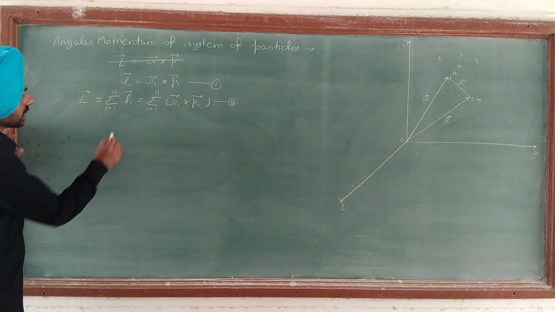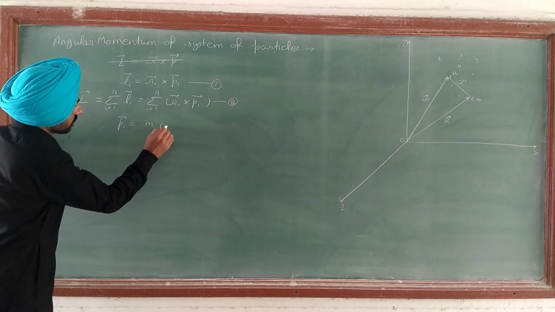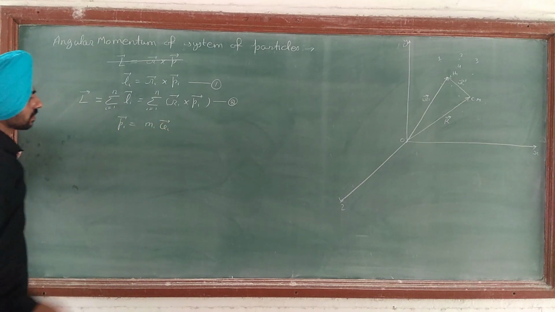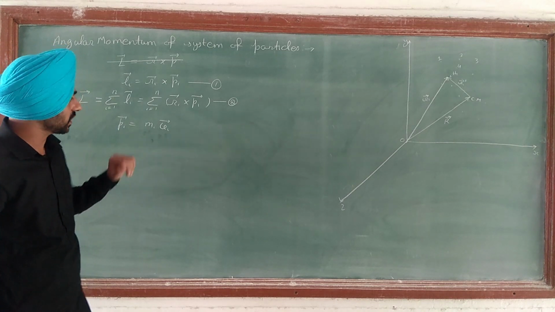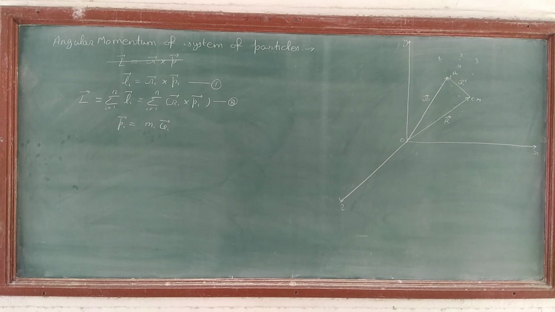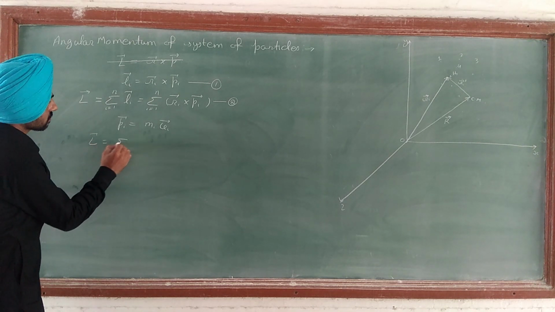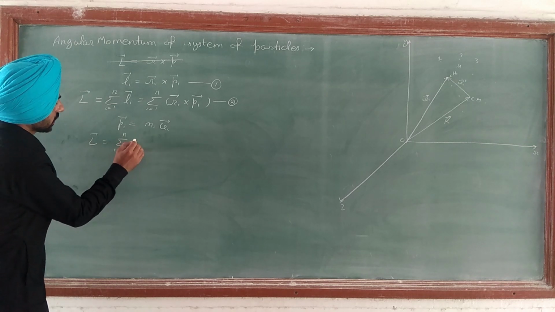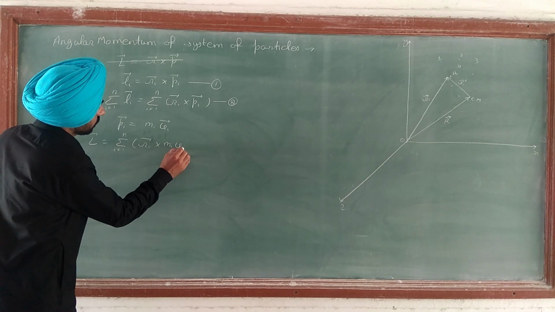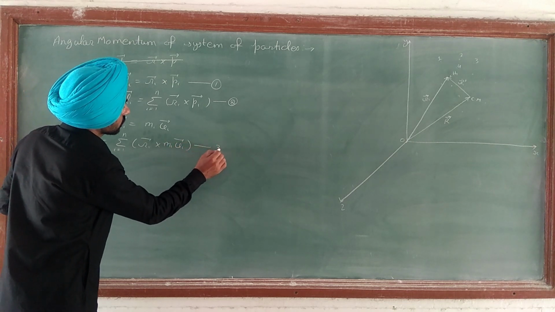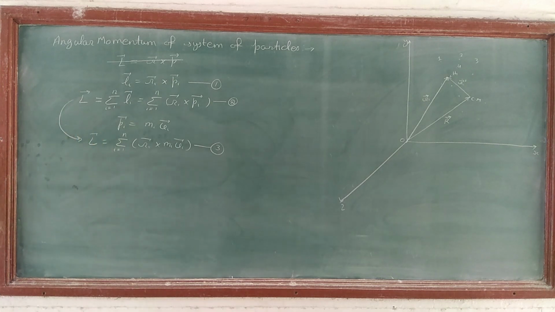Now, this Pi is, as in our previous lecture we had discussed, mi vi, the linear momentum of the ith particle whose mass is mi and velocity is vi. And we can write L equal to summation i equal to 1 to n Ri cross mi into vi. This is equation number 3. We had rewritten equation 2 with the help of this Pi.